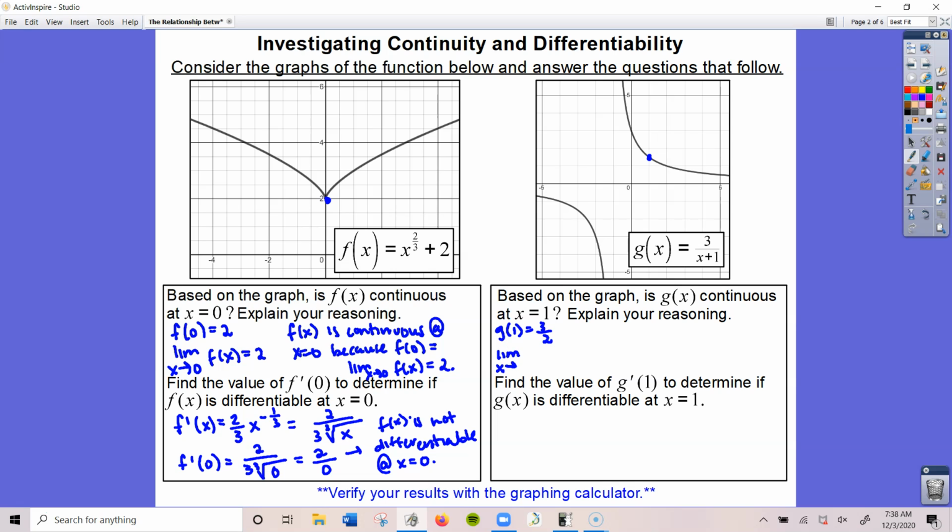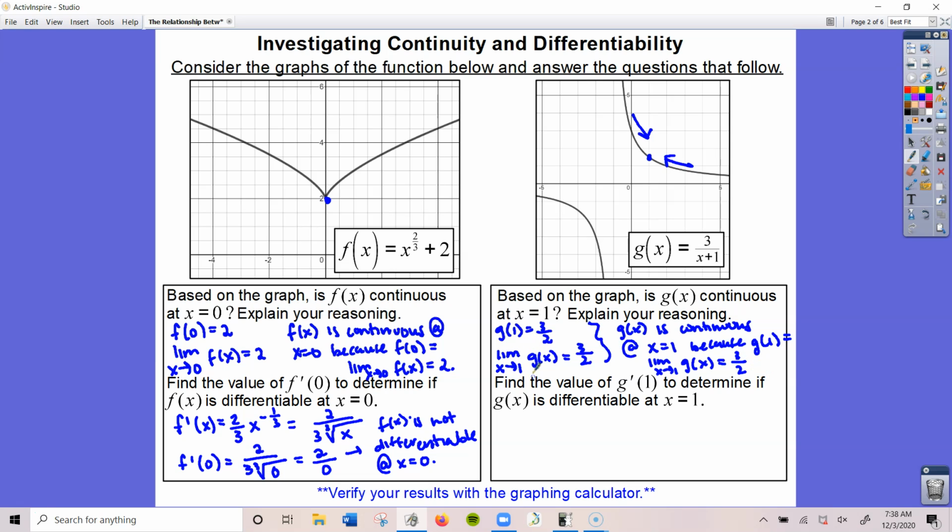Now I'm going to find my limit. The limit as x is approaching 1 of g of x is the same value because the limit from the left does equal the limit from the right. So therefore, my limit is also equal to 3 over 2. So here I would state that g of x is continuous at x is equal to 1 because g of 1 is equal to the limit as x is approaching 1 of g of x, which is equal to 3 over 2.